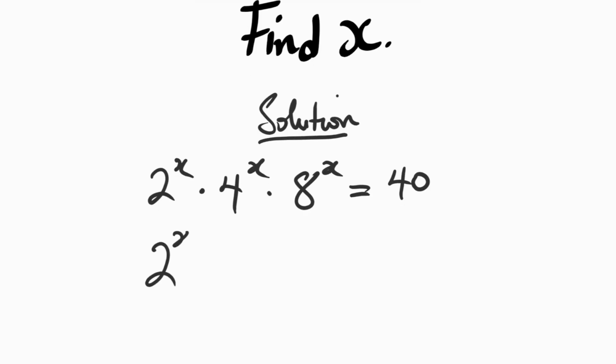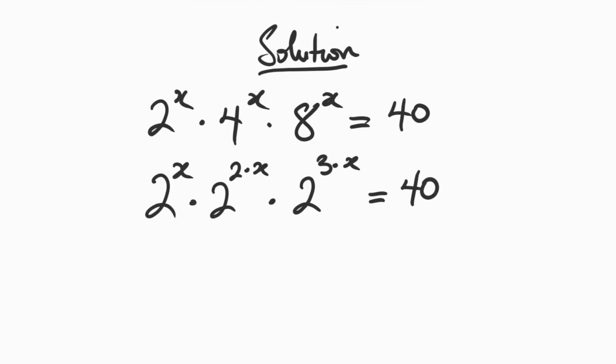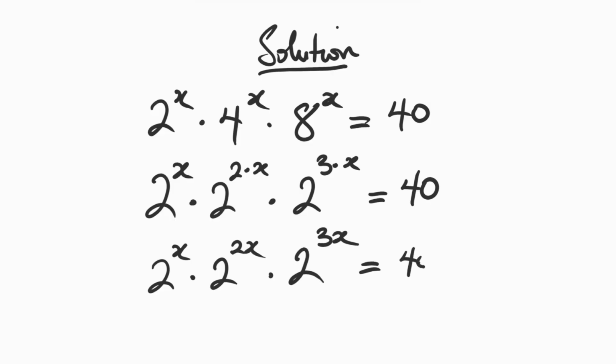So we have 2 raised to the power x. We know that 4 is the same thing as 2 raised to the power 2, and 8 is the same thing as 2 raised to the power 3, equals 40. So now we have 2 raised to the power x times 2 raised to the power 2x times 2 raised to the power 3x equals 40.